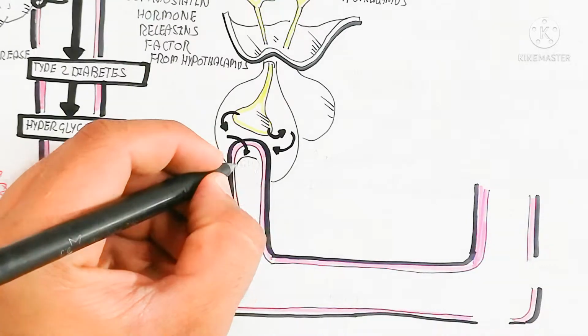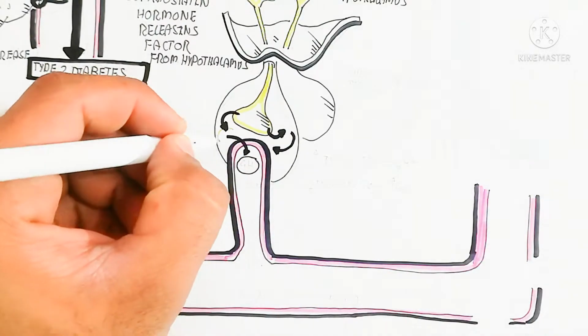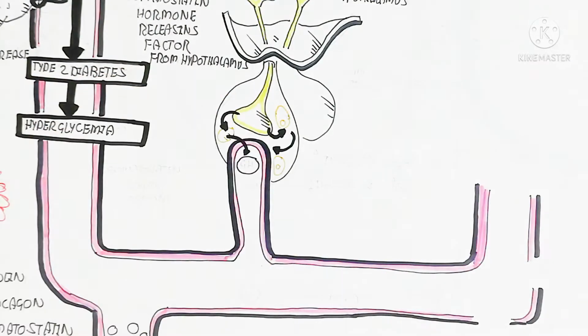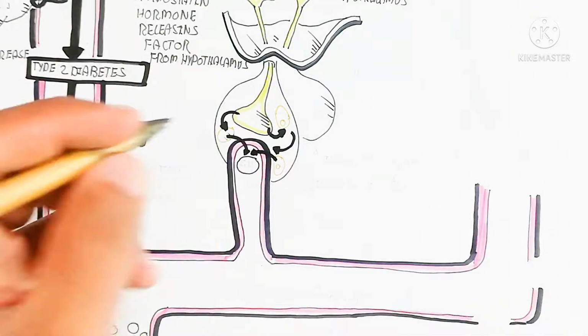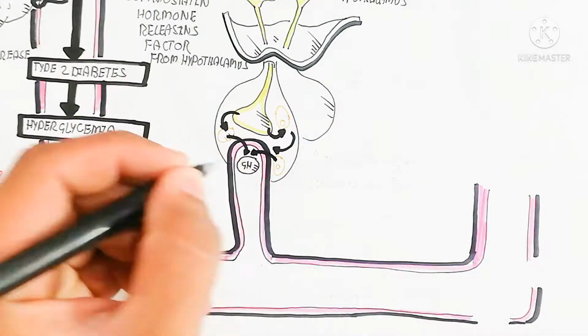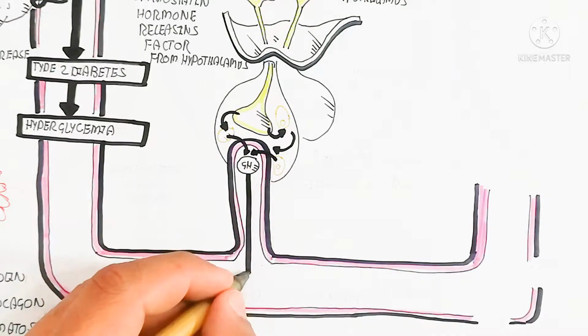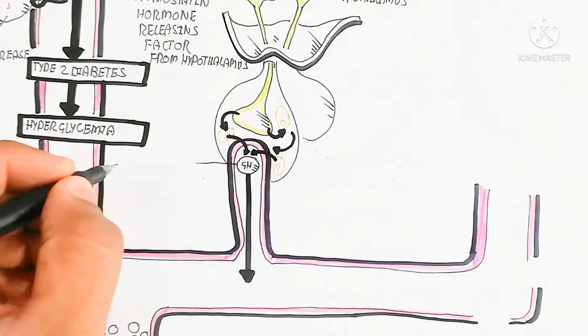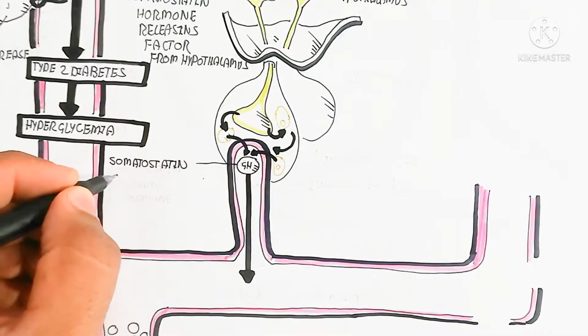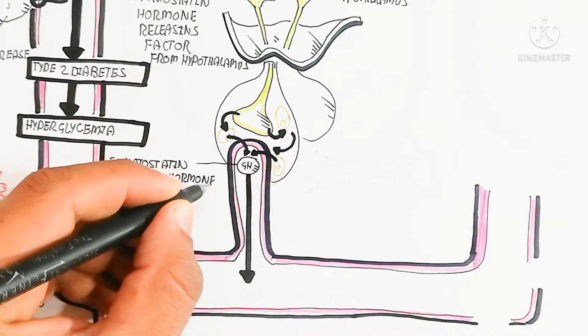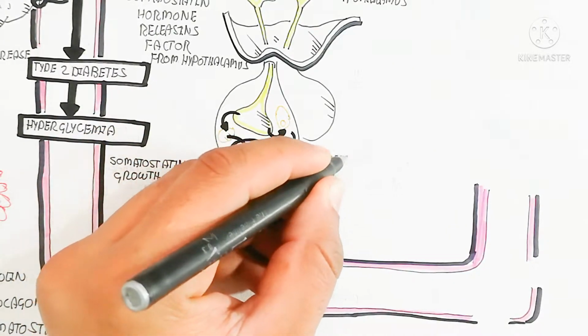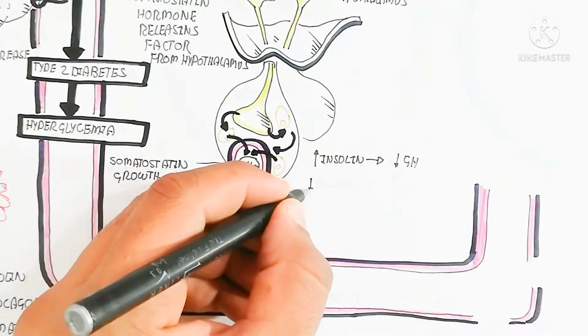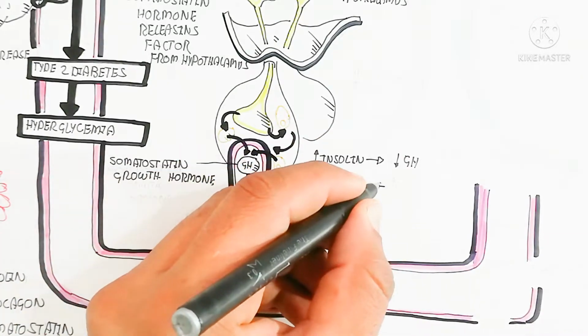So the adenohypophysis will produce it. The major mechanism for you to understand is that when insulin increases, the growth hormone will be decreased, while when insulin is decreased, the growth hormone will be increased. You can also understand this with the passage of age: as age passes, the growth hormone will be decreased.